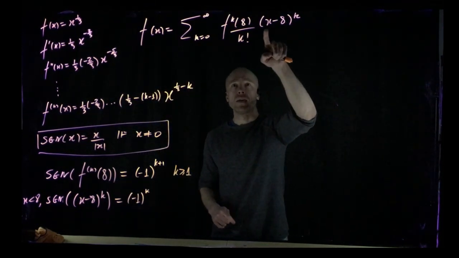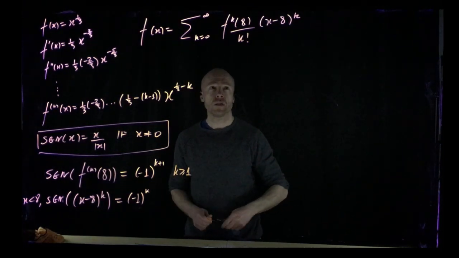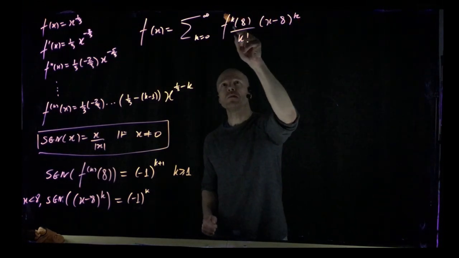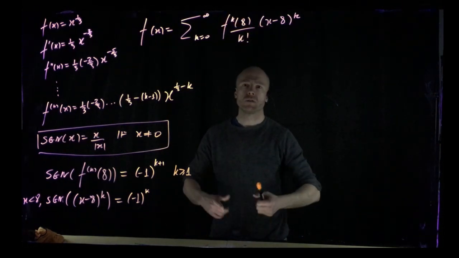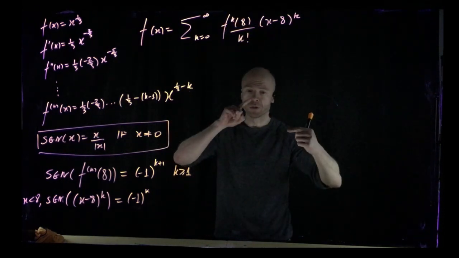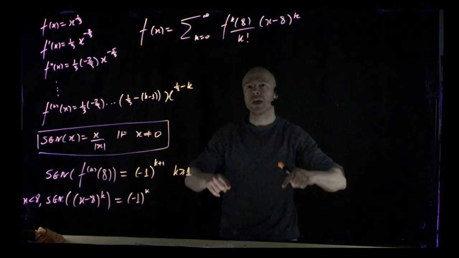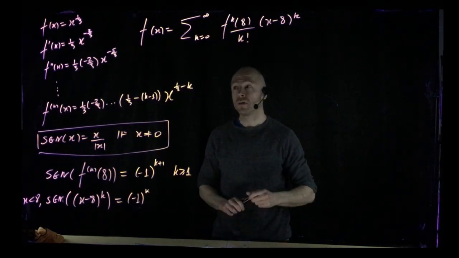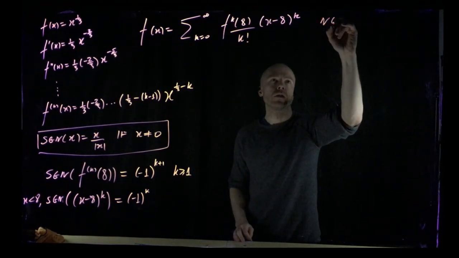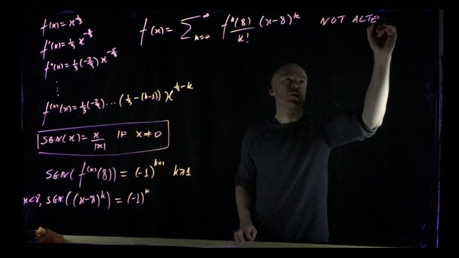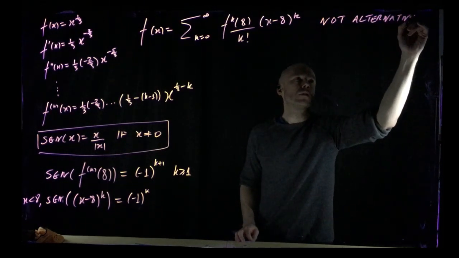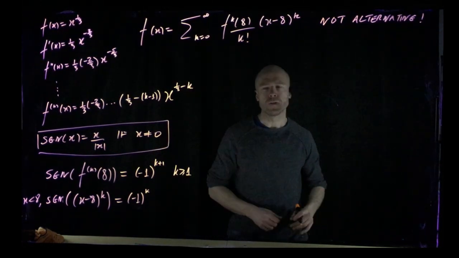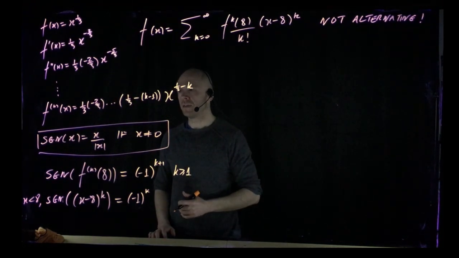So this is definitely not an alternating series. Because again, if x is less than 8, then this sign will be (-1) to the k. This one will be (-1) to the k plus 1. So we multiply those things out. We're going to have (-1) to the 2k, which is positive, times minus 1. So these terms will all be negative from k equals 1 onwards. So there's no alternating structure here. So not alternating. So we can't use the alternating series error estimation theorem. So instead, we're going to have to use Taylor's inequality.